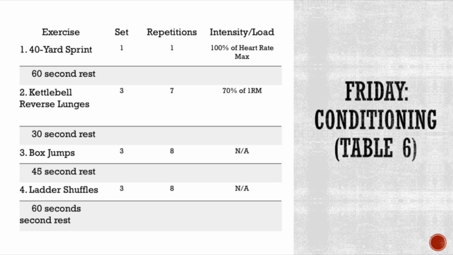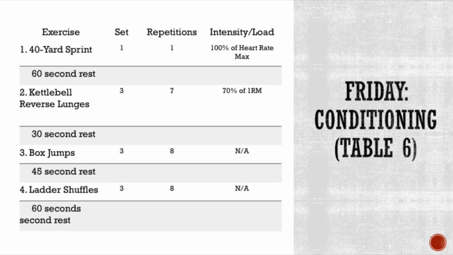This is, of course, going to be 100% of heart rate max. They're going to go full out. It's just going to be one set. The second is going to be kettlebell reverse lunges. The reason why I chose these is to still engage the leg and to have a little bit of a lighter exercise after the 40-yard sprint.